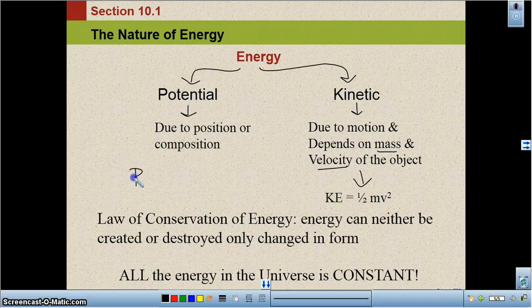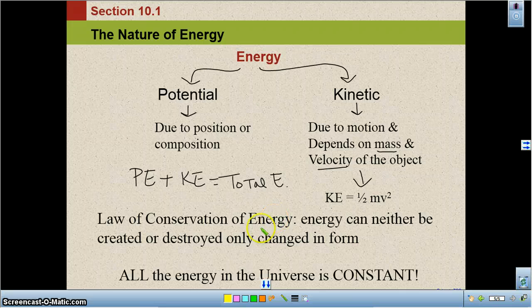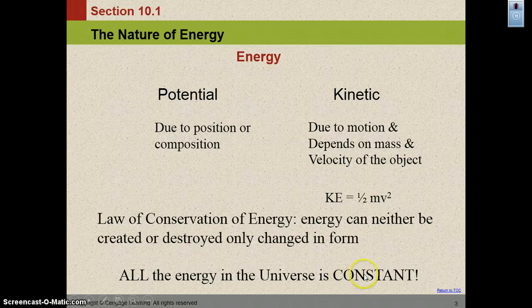We need to remember that the potential energy of a system plus the kinetic energy of a system is always going to equal the total energy of the system. That leads us to the law of conservation of energy, which states, just like most of the laws of conservation, depending on what we're talking about, this time it's energy, energy can neither be created nor destroyed, it can only be changed in form. And we're going to find that all the energy in the universe is considered a constant.